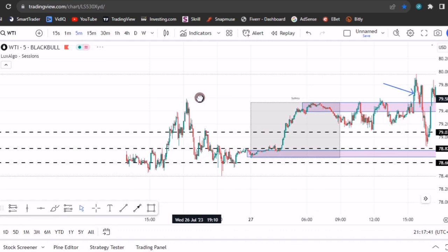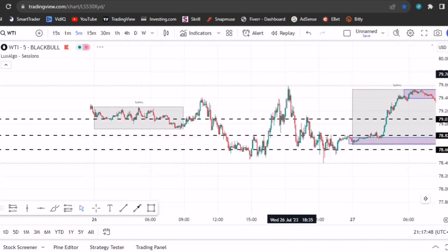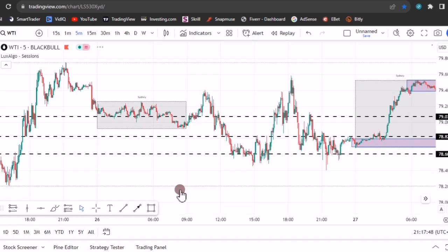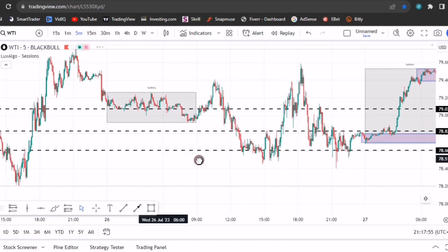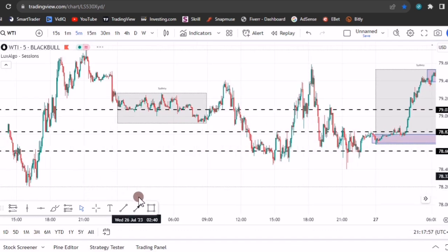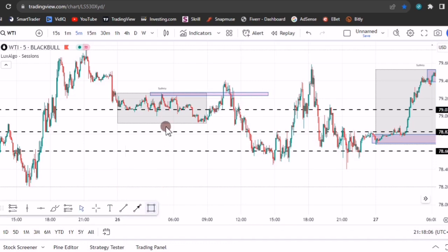Let me end here. For those who do not know this indicator, I always share videos and share the settings for this indicator. So for today, I'm not going to share the settings of this indicator. Just watch any of my other videos. You will find the settings. It's a free indicator found on TradingView.